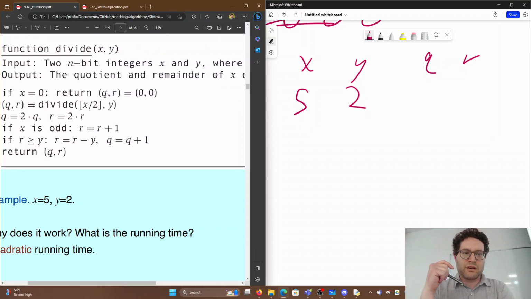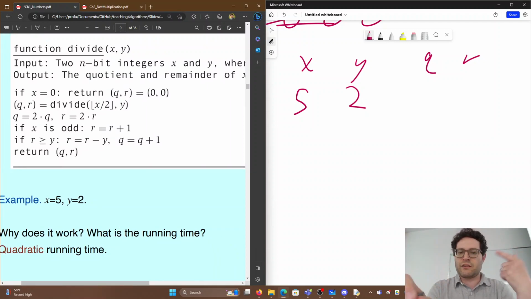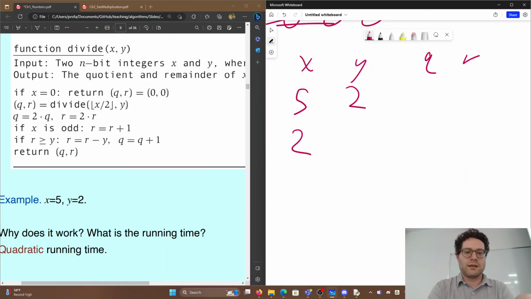x is equal to 5. So first off, let's check out how this works. It says if x is equal to 0, well, it's not, but if it was, we'd return our quotient and remainder. Otherwise, we recursively do this. We divide 5 by 2 and pass down what we're dividing by, okay? So next, we're at this level. Is x equal to 0? No, it is not. So divide that by 2 and pass down this one.